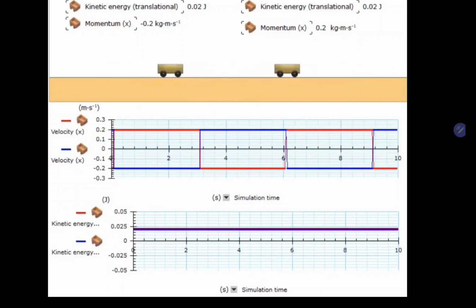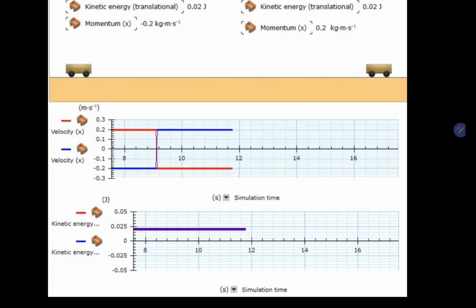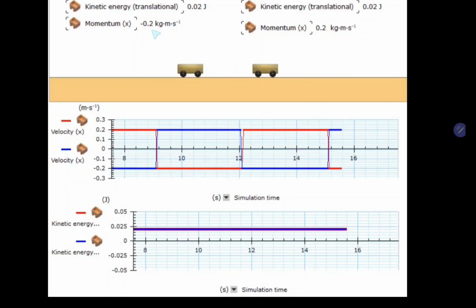The only change that we have here is the momentum direction. Sometimes this one is positive, sometimes it's negative, and vice versa for the other one.